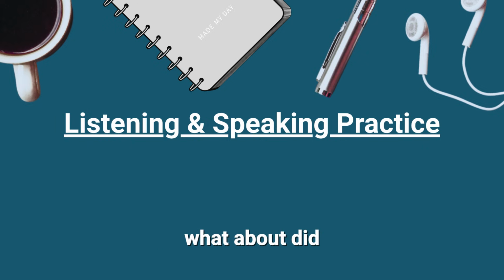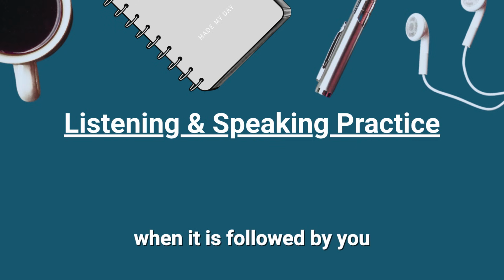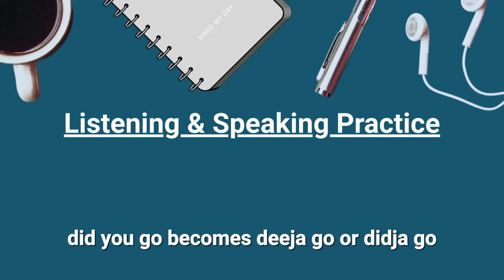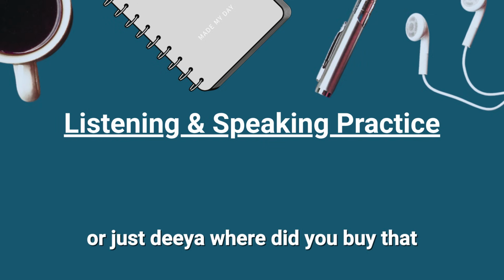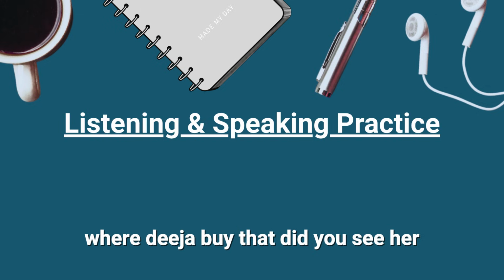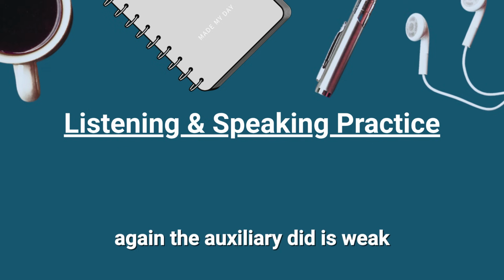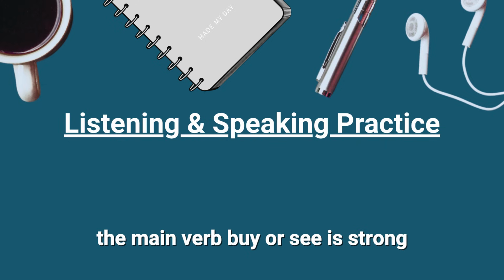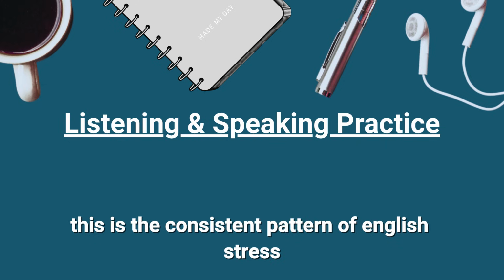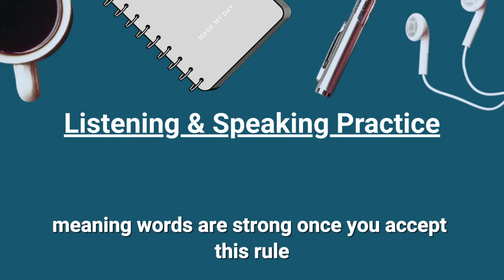What about did? Did often turns into a quick D sound when it is followed by you. Did you go? Becomes did ya go? Or dija go? It sounds like the word didja, or just dya. Where did you buy that? Where did ya buy that? Did you see her? Did ya see her? Again, the auxiliary did is weak. The main verb buy or see is strong. This is the consistent pattern of English stress. Grammar words are weak, meaning words are strong.